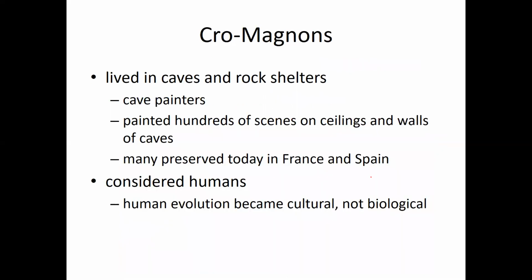They lived in caves and rock shelters. They were cave painters. They painted hundreds of scenes on ceilings and walls in caves. Many are preserved today in these caves in France and Spain. And these Cro-Magnons are considered to be modern day humans. So human evolution from this point on became cultural and not biological.